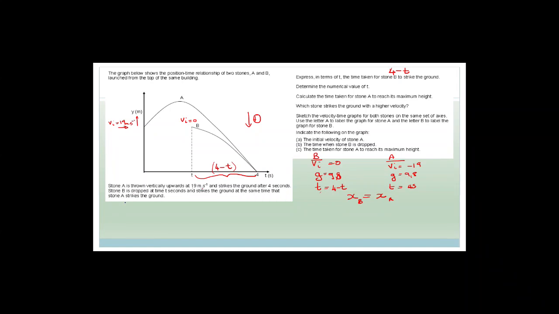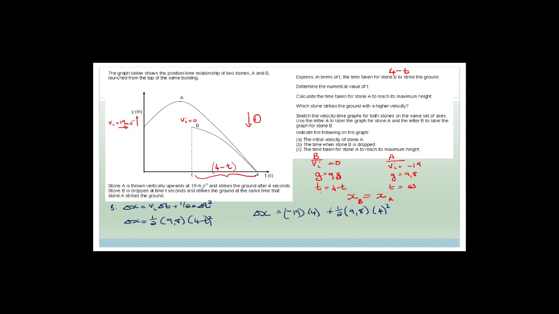Let's do the X equation for B. We could use the one which doesn't have VF in it. So delta x is equal to, with B in mind, VI delta t plus a half a delta t squared, but initial velocity is zero. So do you agree that the delta x here is going to be a half times 9.8, and the time in this case is 4 minus t, squared? That's the delta x for B. Now, the delta x for A is going to be VI delta t, so VI, which is minus 19, multiplied by the time, which is 4, plus a half times 9.8 times 4 squared.